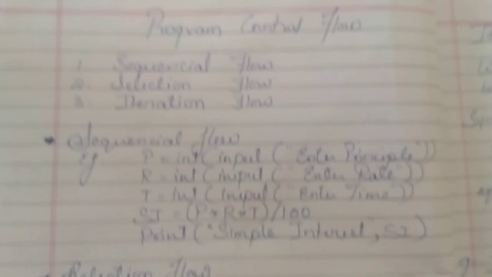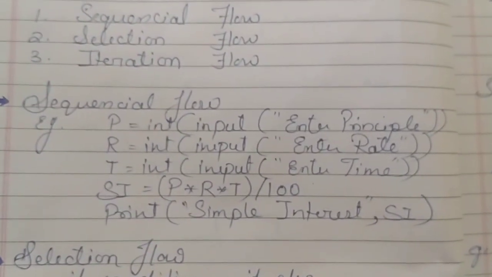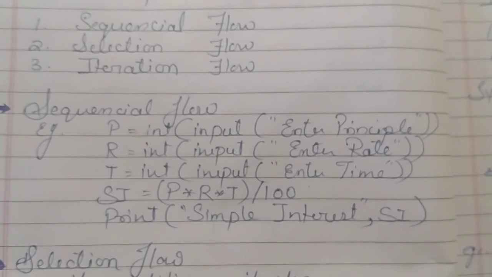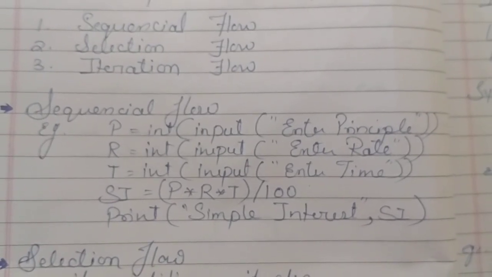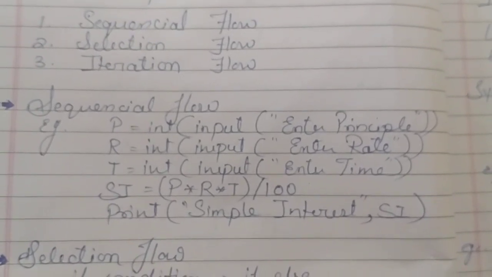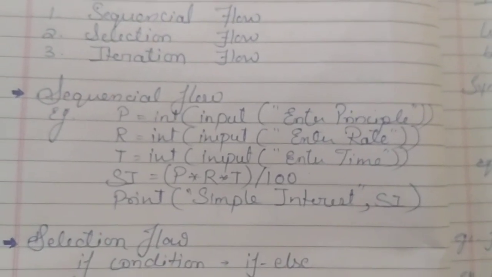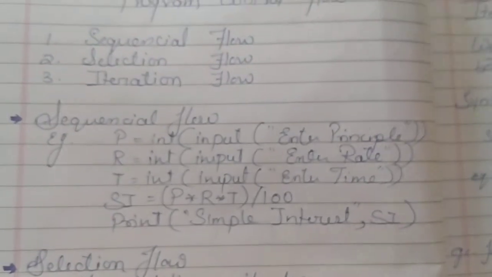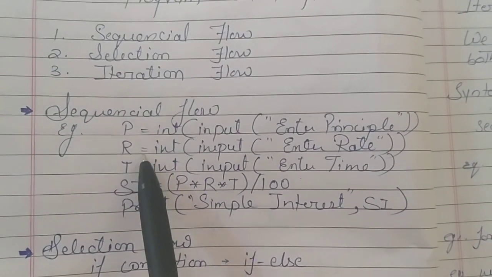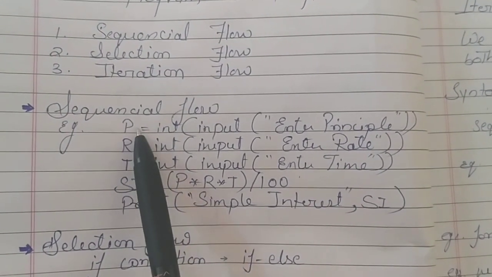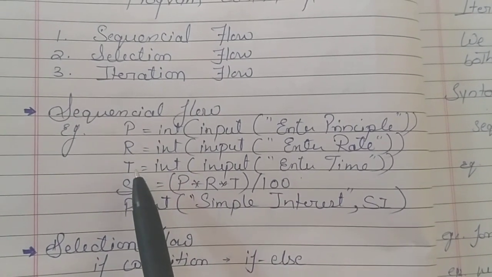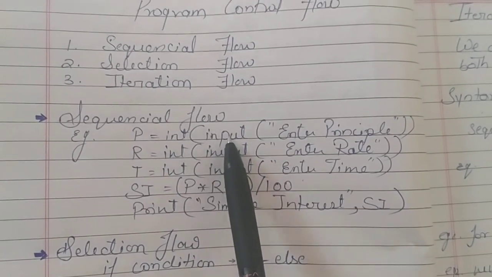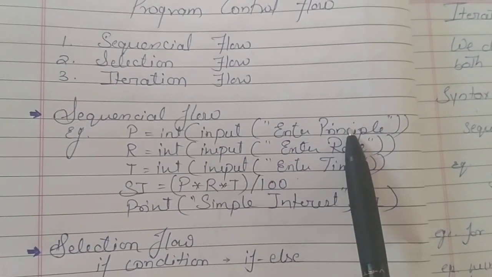The first is sequential flow control. This is the simple one. You have already done this program, that is calculation of simple interest. So in the simple interest program, we have taken three variables. See here, P, R, T. P is for principal, rate and time. P is equal to int, input, enter principal.